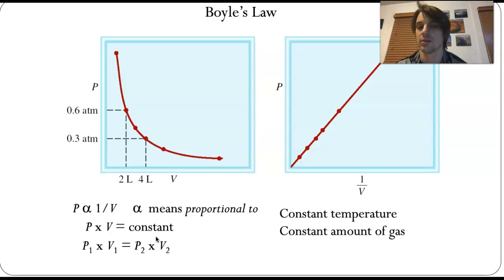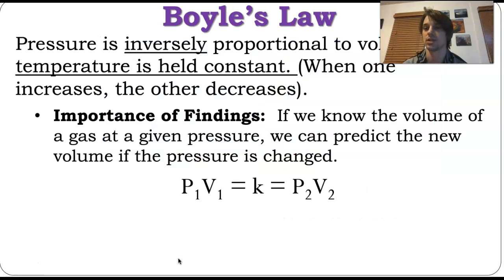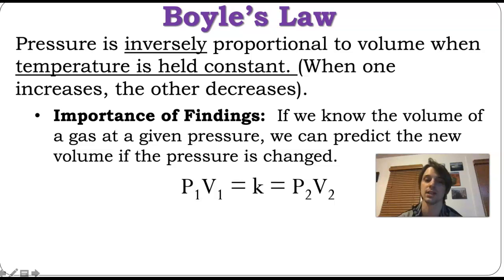So those are 2 variables that don't change. So when I'm just changing pressure and volume, I can predict a new pressure and volume as long as I know 3 out of 4 variables. That's just basic algebra here. Okay, so Boyle's law is this. If I know the new pressure, I can predict the new volume, or if I know the new volume, I can predict the new pressure.